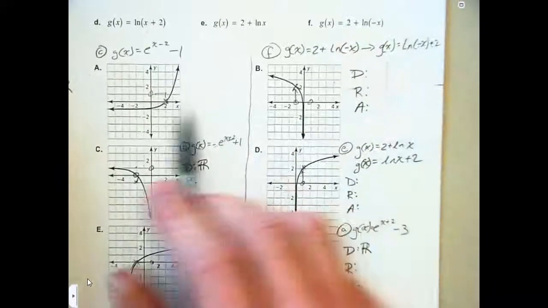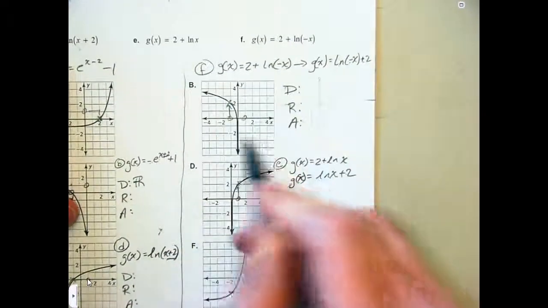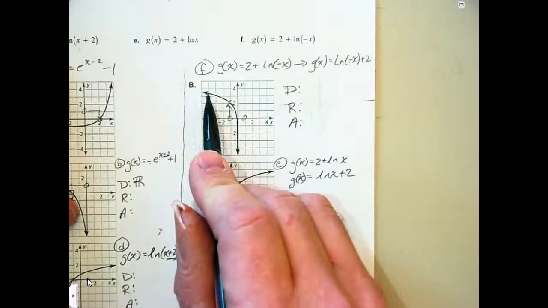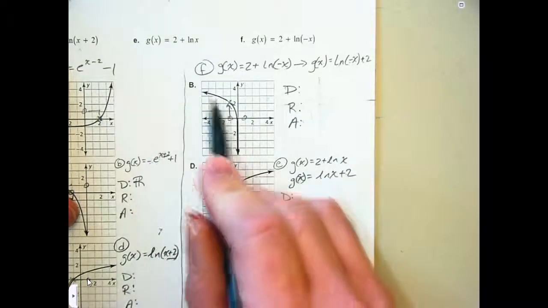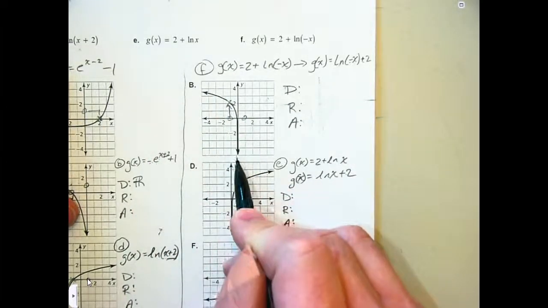So on this one right here, letter B, if we're just looking at the picture, it looks like it goes on forever this way. However, it stops where?